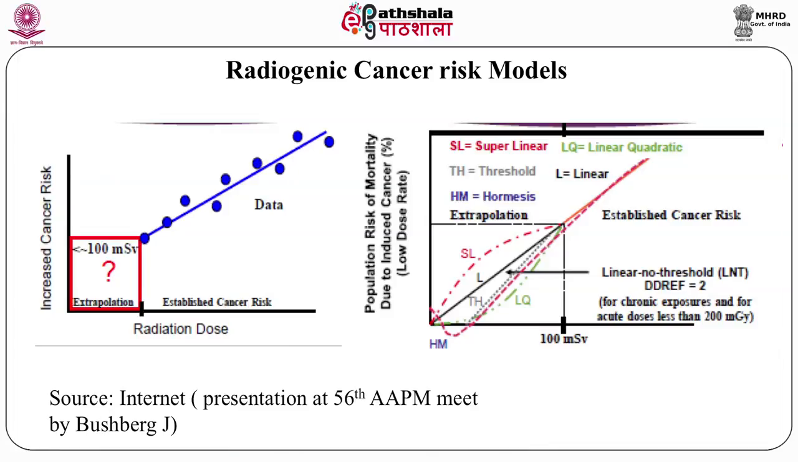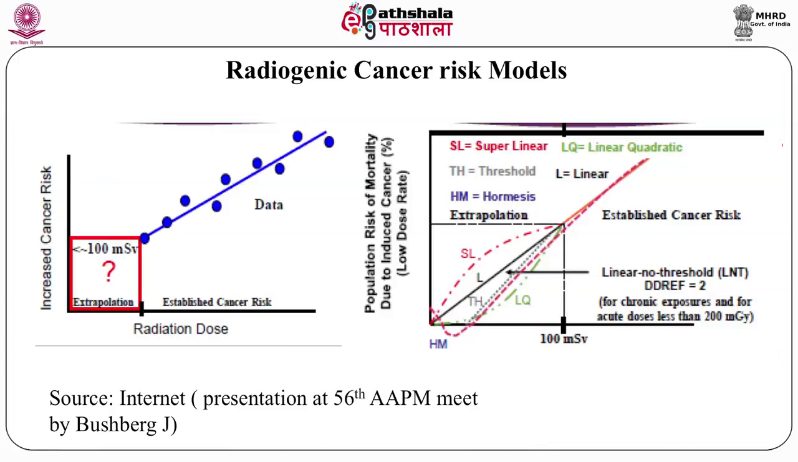So from a radiation protection point of view, as we will discuss in our radiation protection module, generally there is one risk model, the linear no threshold model. That means whatever the risk at higher doses, the same risk extrapolated linearly will follow at low doses. Then there is another model, the linear quadratic model. That means risk is initially low, but as the dose increases, the risk increases in a quadratic manner, that is, very steeply.